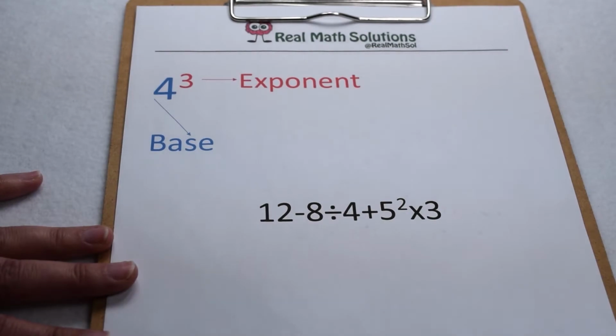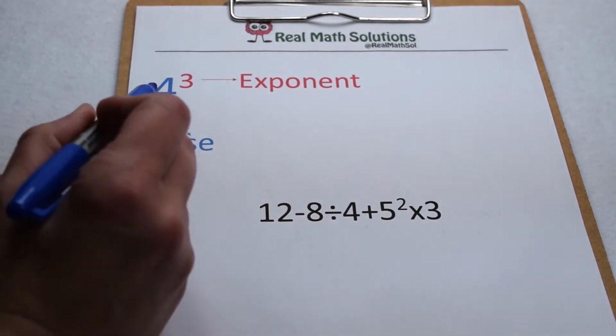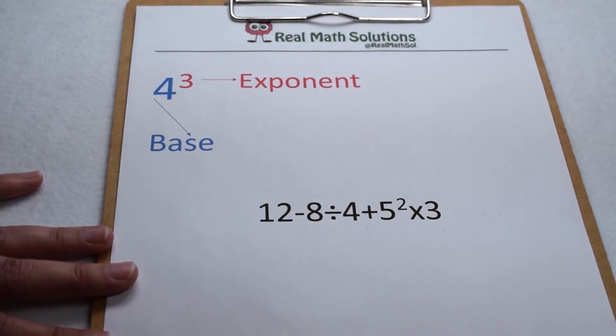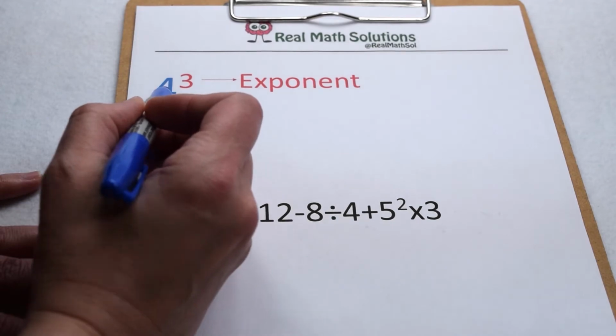Now that we've evaluated our parentheses, our next step is to focus on the exponents. An exponent tells us how many times to multiply a value by itself. So 4 to the third power would be an exponent. 4 is our base, and that's the number being multiplied. 3 is our exponent, telling us how many times to multiply our base.